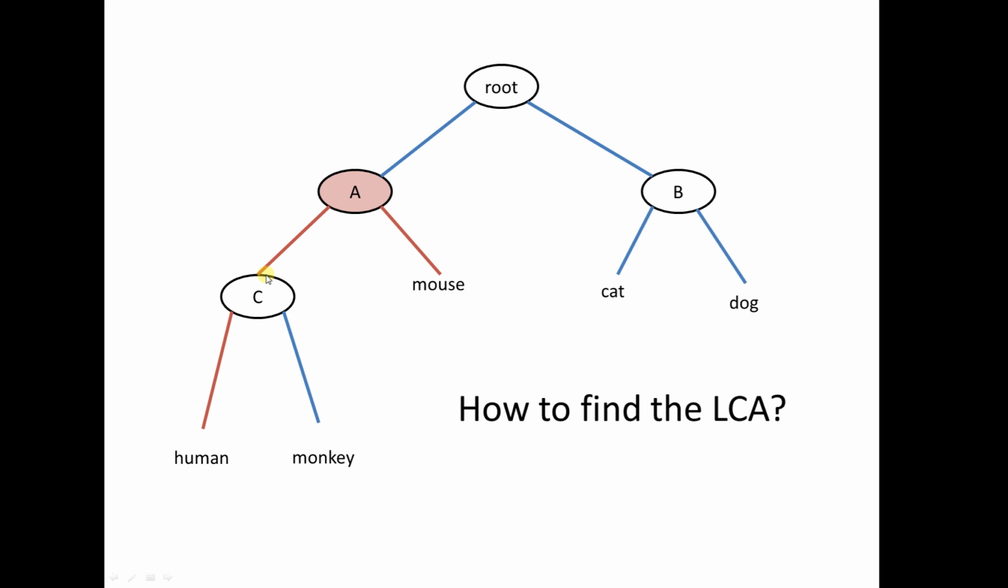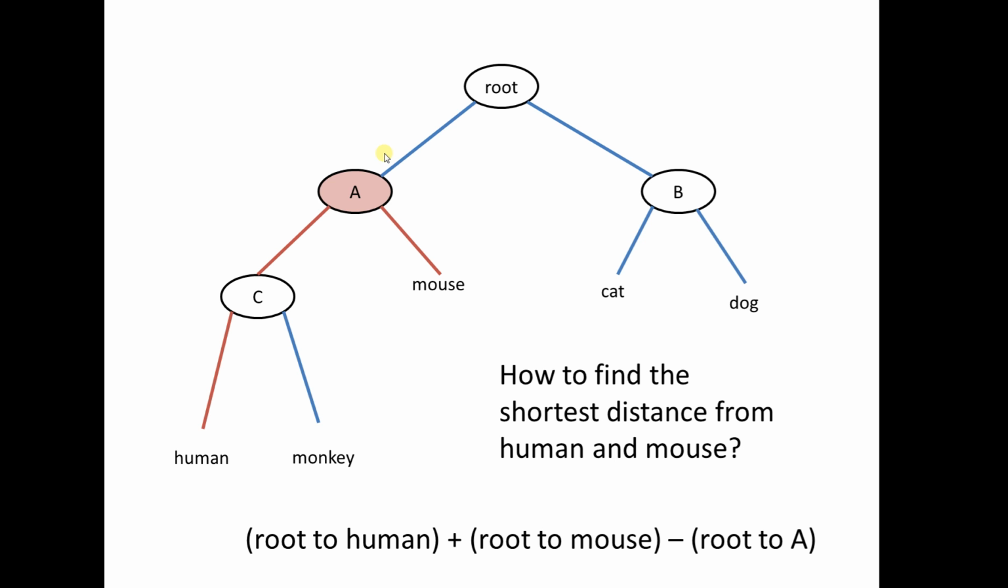And then you check the parent of C and the parent of mouse. Are they the same? Yes, they are the same. So the lowest common ancestor would be A in this case. If they are not the same, you just continue on backtracking. Yep. There will always be a lowest common ancestor. Why? Think about it.